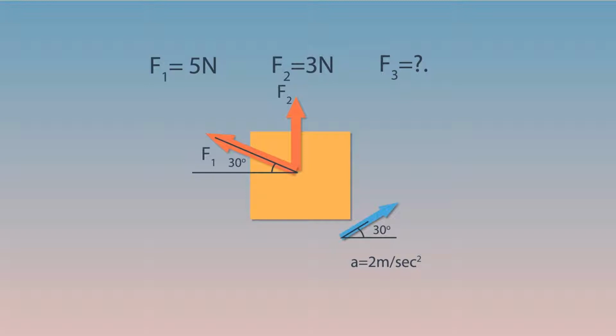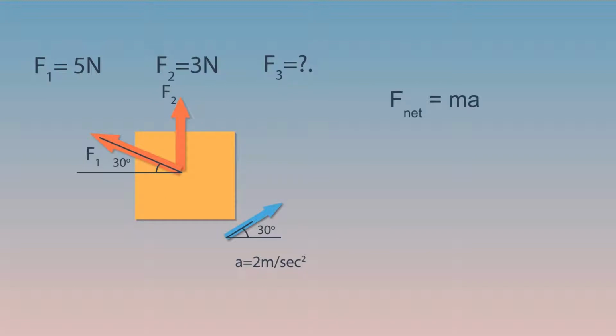Let's start with the most basic equation we need to use to solve this problem. That is, F net is equal to mass into acceleration. So the net force acting on this block is in this direction, having magnitude mass into acceleration. Next basic equation we will use is F net is equal to sum of all the forces acting on this body. In this expression, we know three forces, so we need to find the fourth by rearranging this expression and finding this term.